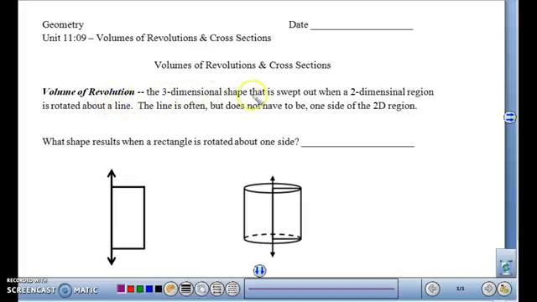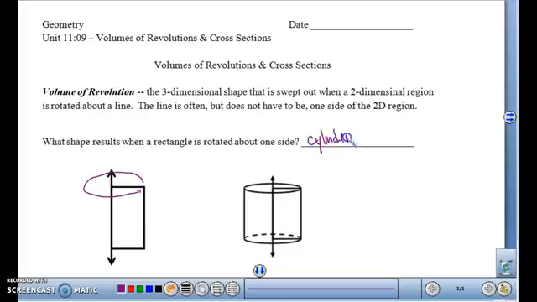It's the 3-dimensional shape that is swept out when a 2-dimensional region is rotated about a line. The line is often, but does not have to be, one side of the 2D region. For example, I have a rectangle right here, and I have a line that is one side of the rectangle. If I imagine this spinning, and you spun it faster and faster, the shape that you're actually making is a cylinder.